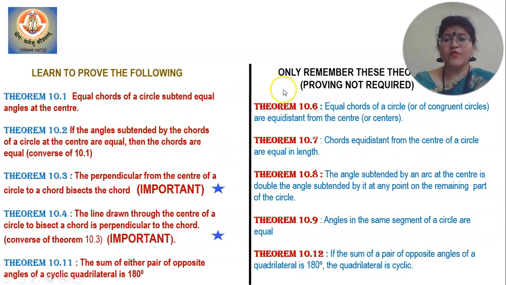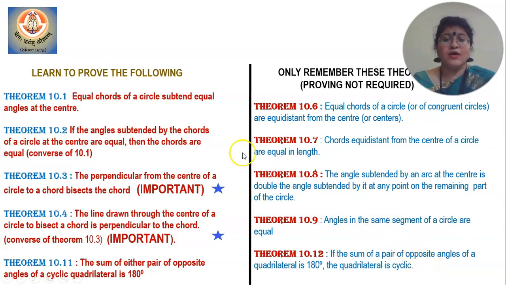Now, learn to prove the following. Only remember these other theorems. You can take a screenshot of this. There are many theorems on circles, but these theorems, that is 1, 2, 3, 4, 5, you should know how to prove, and out of that, these two theorems with a star are very, very important. The theorems on the right side are the ones where proving is not required. You will not be asked in the exam to prove them. You have to know these theorems because there are problems based on them. So you have to know the meaning of these theorems and how to apply them in problems.